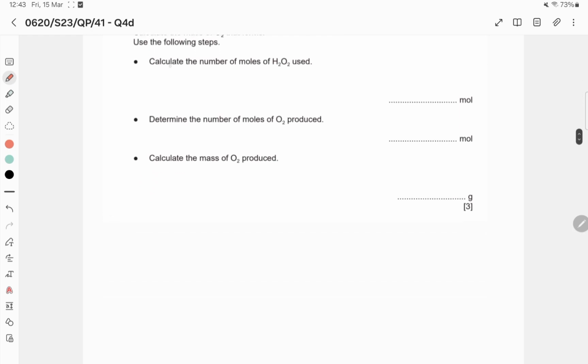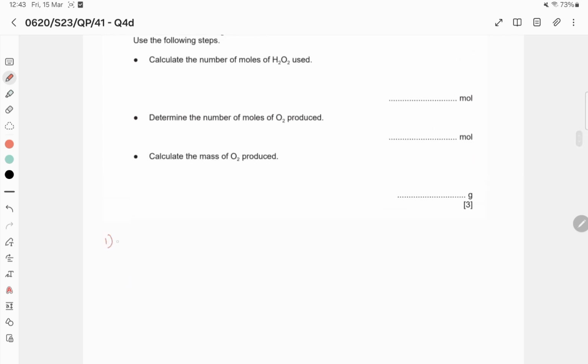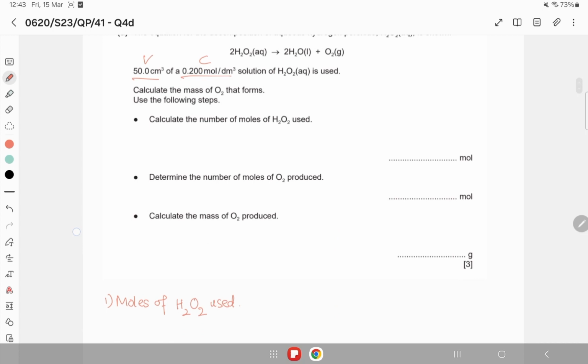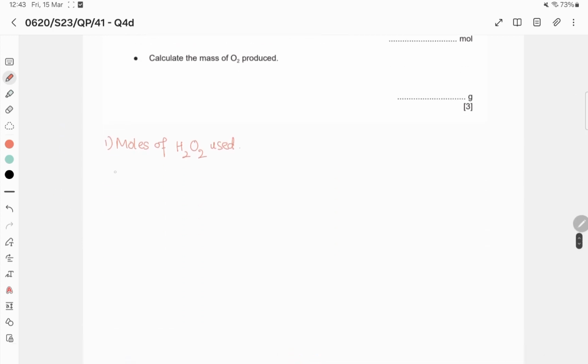First, let's calculate the number of moles of hydrogen peroxide used. From the equation, we can see that the volume and the concentration of hydrogen peroxide is given. Let's write it down. The concentration is 0.2 mole per decimeter cube and the volume is 50 centimeter cube.